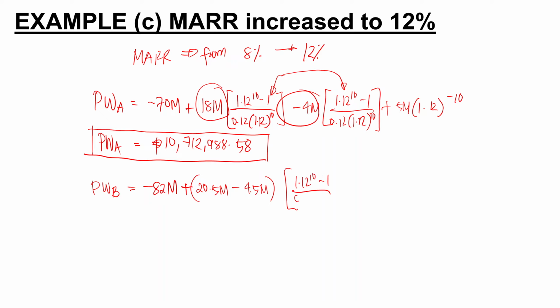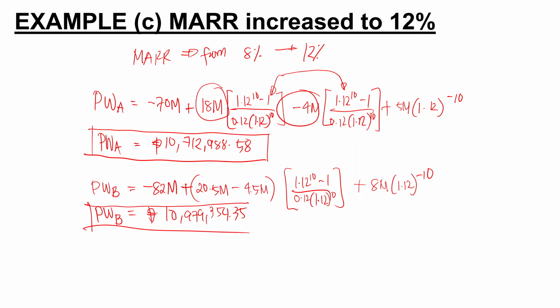This is just to avoid too much writing: 1.12 raised to 10, and then plus the 8 million, 8 million times 1.12 raised to negative 10. And with that, our present worth of alternative B decreased from 29 million to 10,979,354.35 pesos. And just like with our base case scenario, our recommendation is still alternative B.